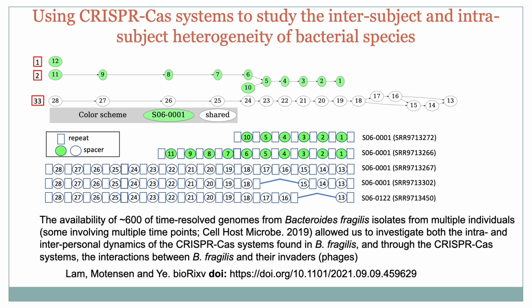And the advantage of using CRISPR arrays to study this heterogeneity of bacterial species is that it's difficult to mess up a spacer, a whole segment of 20 or 30 something bases. SNPs, on the other hand, if we use SNPs to study this heterogeneity, there may be mistakes because SNPs could be caused by sequencing errors.